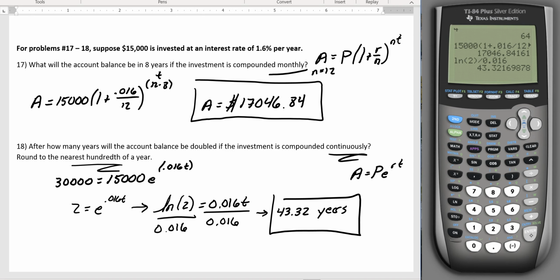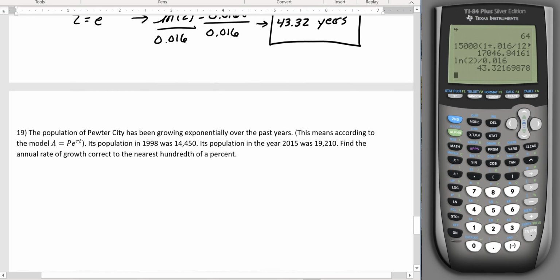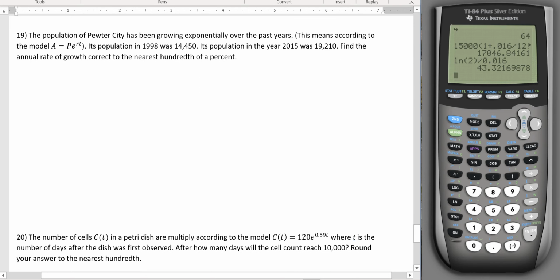Excellent. All right, hope we're feeling good. We just have a couple left. 19. Oh boy. The population of Pewter City has been growing exponentially over the past years. This means, according to the model, A equals P e to the rt. Its population in 1998 was 14,450. Its population in the year 2015 was 19,200. Find the annual growth rate. So this time we want to find the growth rate, so that would be r.